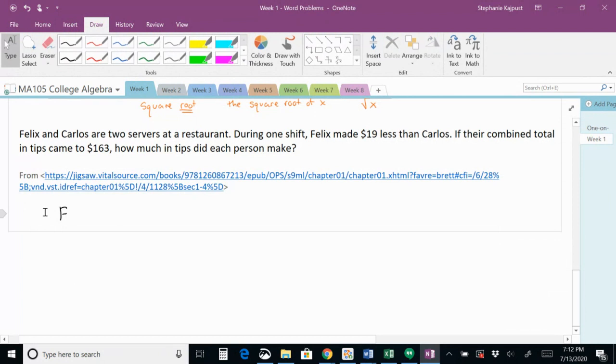So I pick F for Felix, and I write down what this means. So this is going to represent the amount of tips that Felix made or got. And then I'll use C for Carlos.